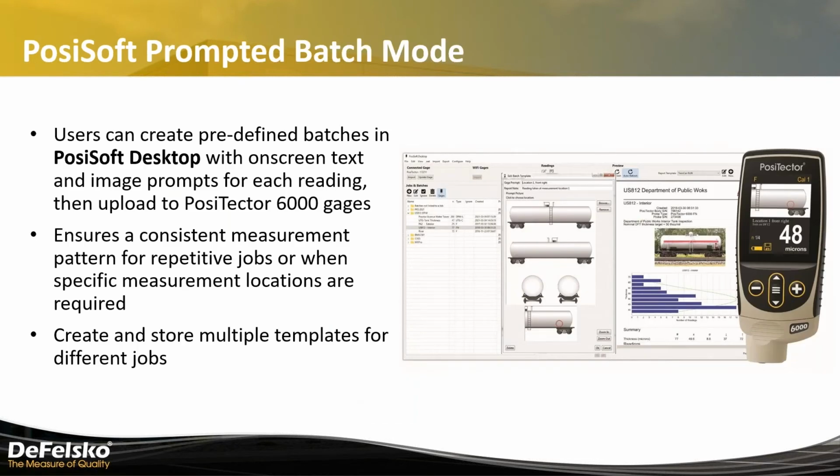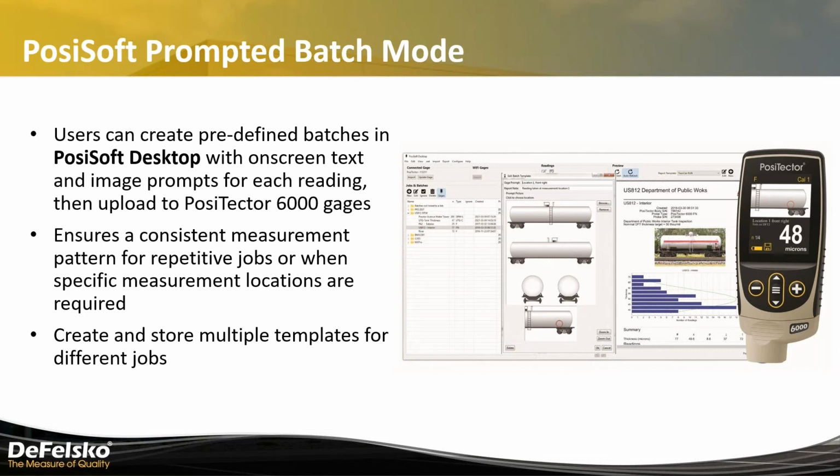Another thing I'm going to go over today is PosiSoft with the prompted batch mode. This mode specifically relates to PosiTector 6000 at this time. So users can create a predefined batch within PosiSoft, giving on-screen text and image prompts that can then be uploaded to the gauge and prompt the user through a batch. This is really useful when you have repetitive types of batches.